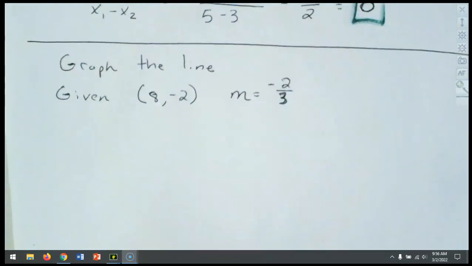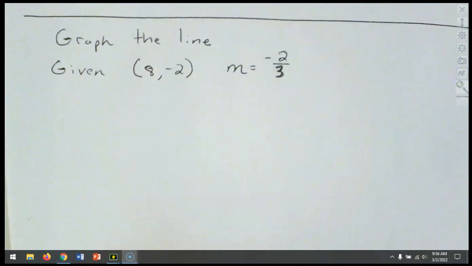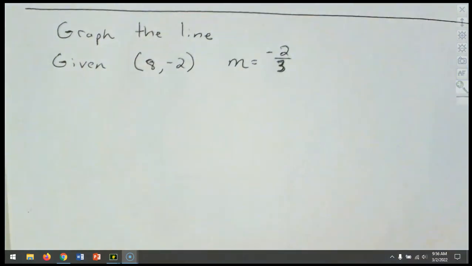So I want you to graph this line, and you're given a point and a slope. Now, when we graph lines, there's 3 different ways that we can graph them. We can graph a line when we have 2 points. We just did that back in 2-1. If you have 2 points, you just take a ruler or a straight edge and you connect them together. Plot your points, connect them together.